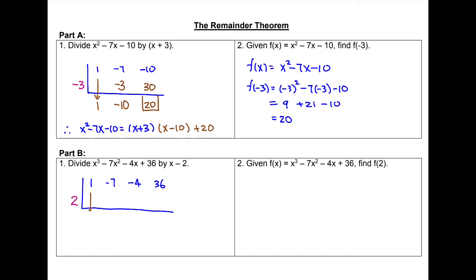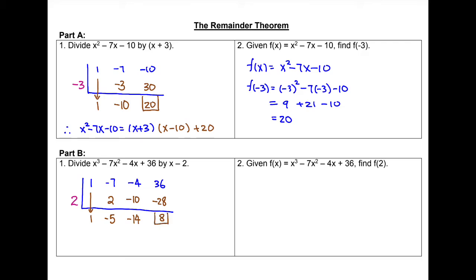Bring down the 1. 1 times 2 is 2. Negative 7 plus 2, negative 5. Negative 5 times 2, negative 10. Negative 10 plus negative 4, negative 14. Negative 14 times 2, negative 28. 36 minus 28 will become 8. One term for the divisor, one term for the remainder.